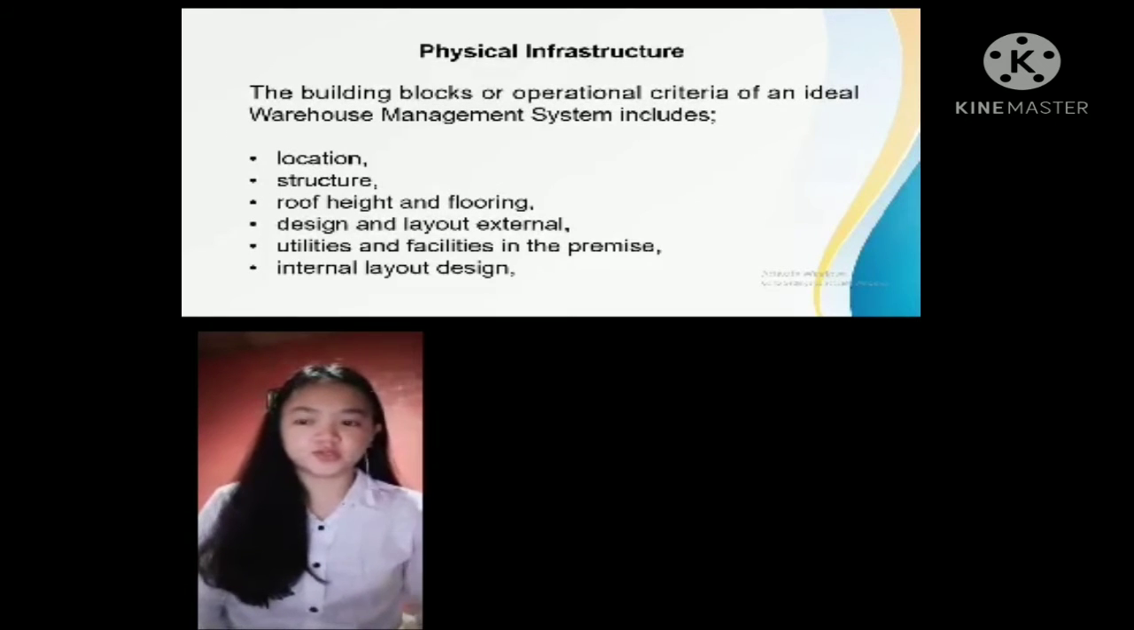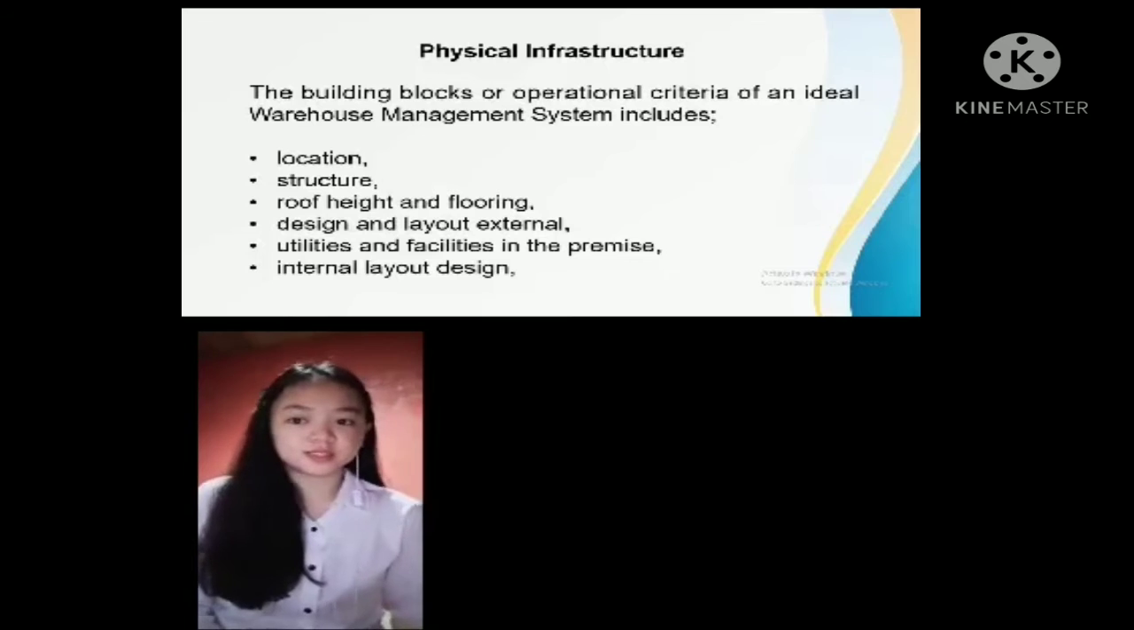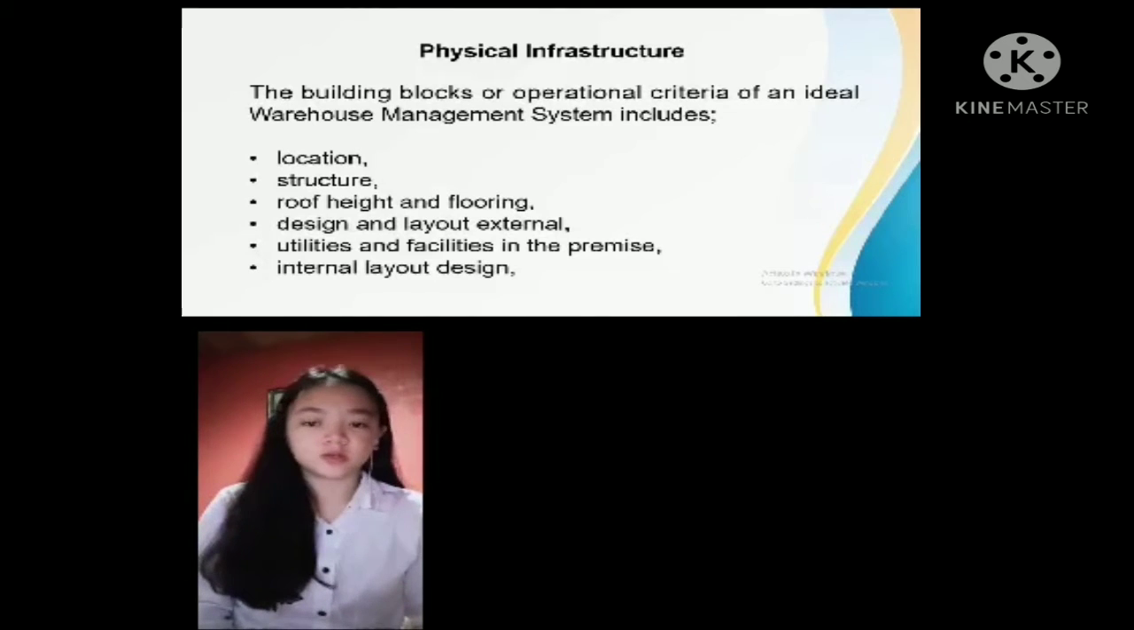Physical infrastructure. The building blocks or operational criteria of an ideal warehouse management system include location, structure, roof height and flooring, design and layout external, utilities and facilities in the premises, and internal layout design.